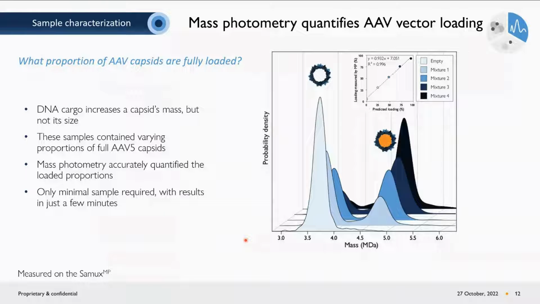Mass photometry, however, measures mass. And the mass between empty and full is very different because the full ones contain the DNA genome, and it's about a megadalton heavier. Here you can see that we started off with only empty AAVs. This is this peak. In these experiments, we increased the ratio of loaded AAVs, and you can see that this is the loaded peak here. It increases the higher this percentage. We see a really nice linear relationship for the entire range from 0 to almost 100% AAV loading.